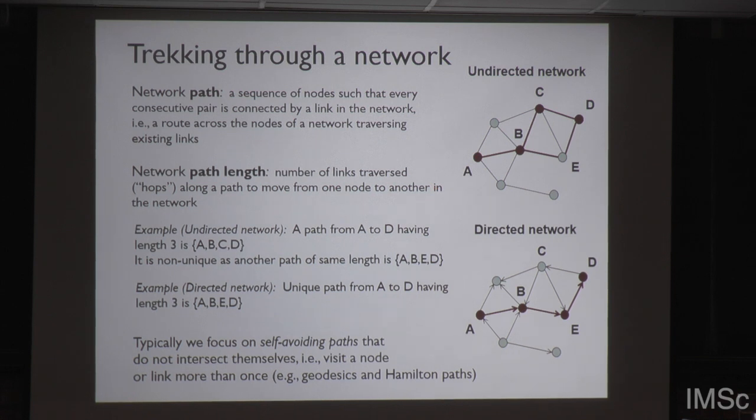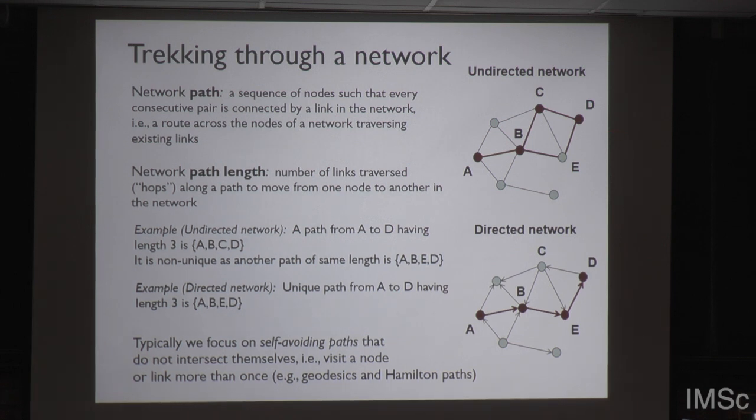And the path length is essentially the number of such edges that you have to go through to go from A to D. So in this particular case, of course, it's non-unique. So you can go from A to D either by following this path or following this alternative path, which is A, B, E, D. In both cases, the path length is 3: 1, 2, 3 for A, B, C, D and 1, 2, 3 for A, B, E, D.